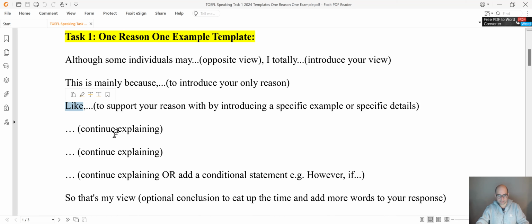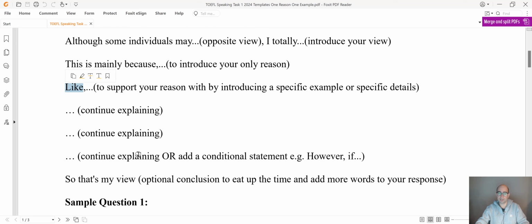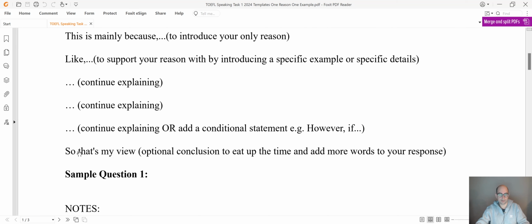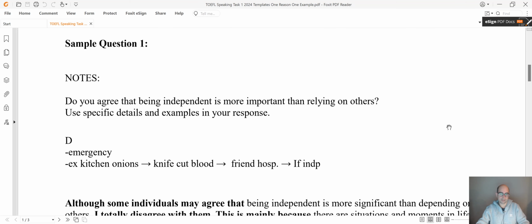You're going to explain it using additional details until you're done. Maybe for your very last detail, if you want to do something more tricky, more advanced, you could have like an if sentence at the end of it. That's great for grammatical complexity. All right, and if there's a few seconds left, you could add that default conclusion that I showed you in the last lesson. So that's my view. Okay, so let's take a look at 3 sample questions here, one of each.